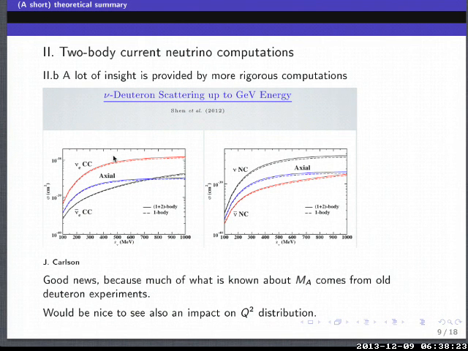I also have a feeling that it would be nice to see the impact of those rigorous computations on the shape of Q square, because that is how most often experimentalists deduce the value of MA, from the shape. So even if the overall cross section maybe does not change much, maybe there is some structure, some modification of the Q square distribution. I think this would be interesting for experimentalists.